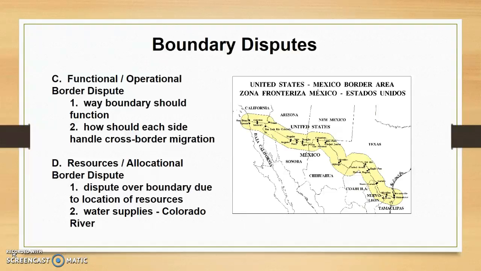Okay. Resource disputes or allocational disputes really have to do with resources, oftentimes, not always, resources that are under the ground. Okay, that are mineral resources. Water, though, is a great example of what is oftentimes an above ground allocational dispute. And what these come down to is who gets how much of the resource. That's really the question that happens.